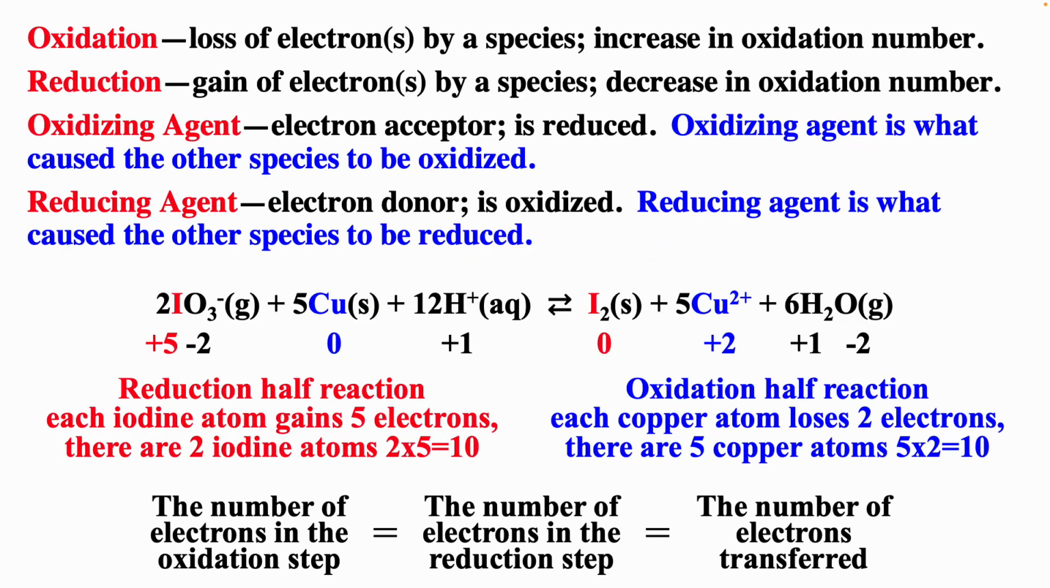And so please remember LEO goes GER, lose electrons is oxidation, gaining electrons is reduction. Oxidizing agent is what causes the oxidation, reducing agent is what causes the reduction, and that the number of electrons in the oxidation step equals number of electrons in reduction half reaction equals the number of electrons transferred.